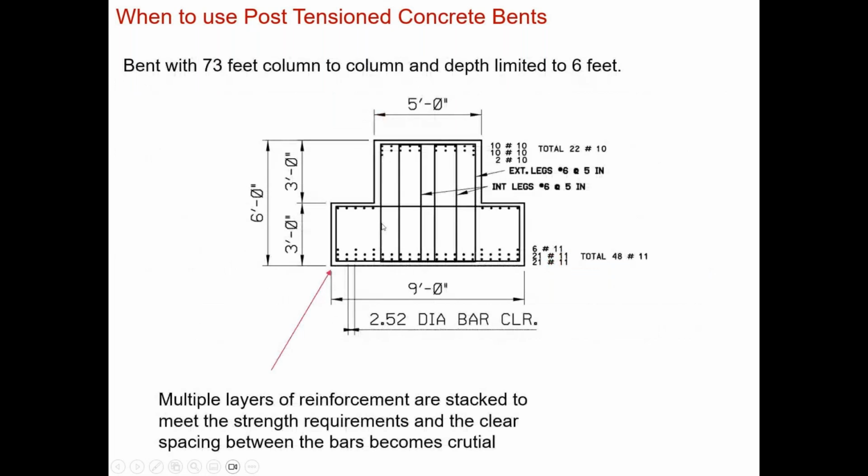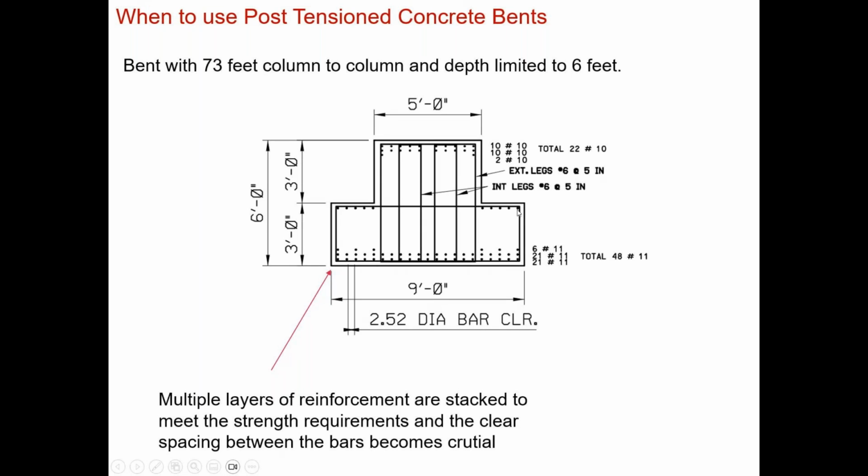So for example, in this project, one of the bents was spanning 73 feet from column to column, and we had a limitation on the depth. It had to be 6 feet just to be able to satisfy the vertical clearance requirement for the underlying rail track for this bent. So if you go and start designing this bent with a reinforced concrete option, that's what you are likely to end up with.